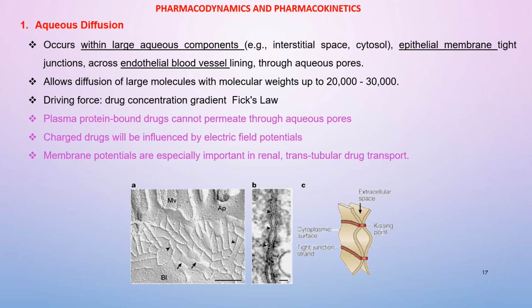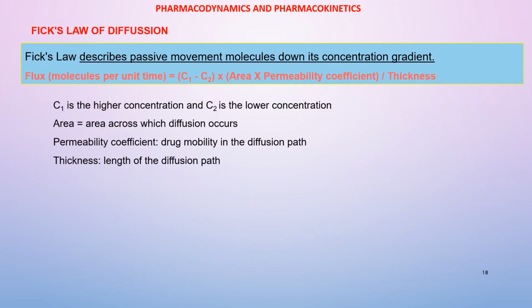Certain drugs which are bound to the plasma protein, for example albumin, cannot permeate through the aqueous pores. Charged drugs are also influenced by the electric field potential. Fick's law describes the passive movement of molecules down their concentration gradient. The flux of the molecules per unit time is calculated by the formula given below.